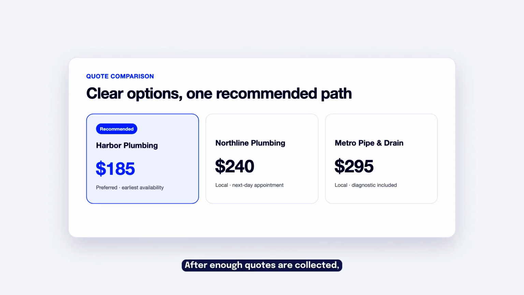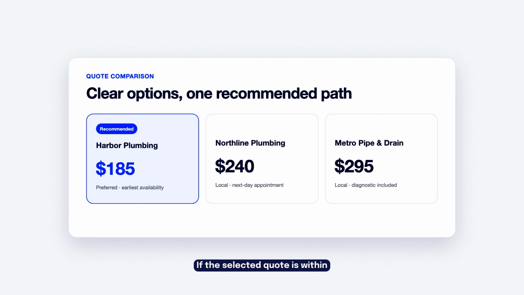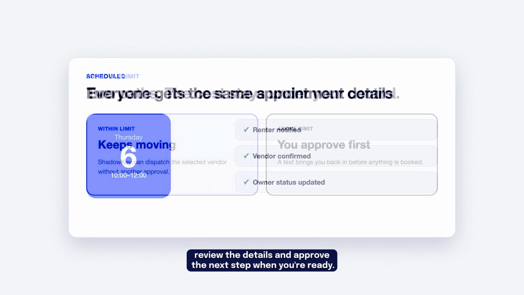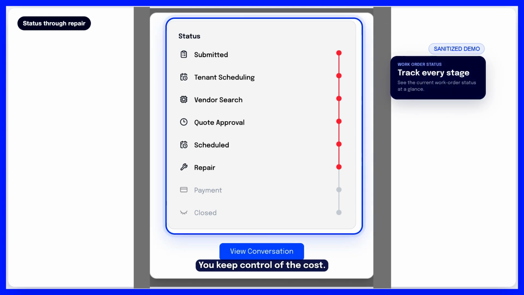After enough quotes are collected, ShadowKey compares them and identifies the best option to dispatch. The approval limit you set during onboarding determines what happens next. If the selected quote is within that limit, ShadowKey can keep the request moving without another approval step. If the cost is above your limit, we'll text you before anything is booked. Review the details and approve the next step when you're ready. Once approved, ShadowKey schedules the appointment and notifies both the renter and the vendor. You keep control of the cost, we keep the communication moving.